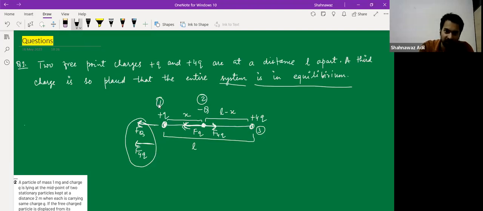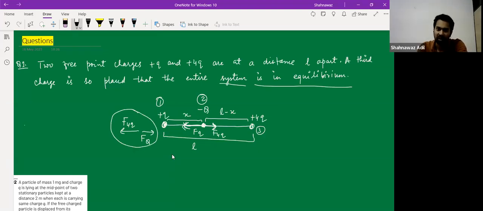And what about this first point? At the first point, this will attract in this direction, so this would be FQ, and this will repel in this direction, so this would be F4Q. Now you see that this is in equilibrium, right? Any question from this diagram? No question, I guess. Okay.